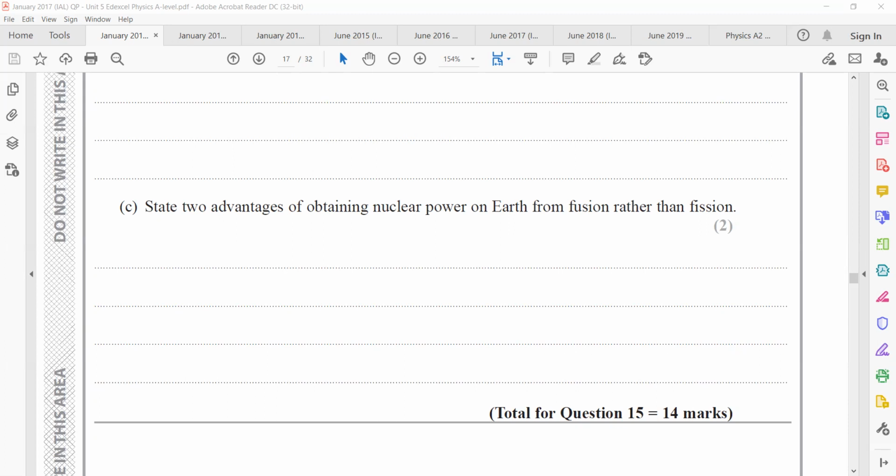And the second one, the waste which is produced during fusion is not radioactive. But in fission, when we carry it out, like we use uranium, plutonium, these all are radioactive, and once they undergo a fission reaction, the products are also radioactive.